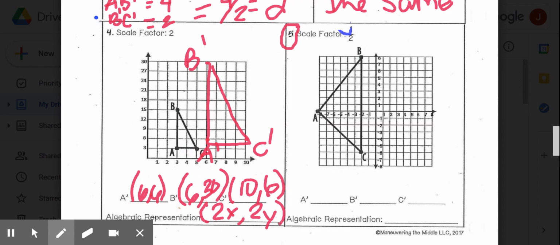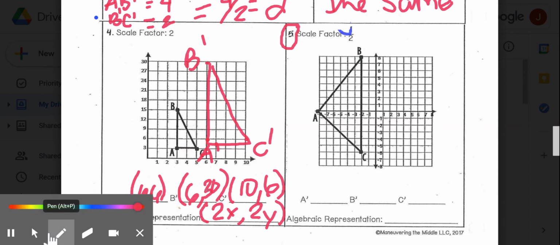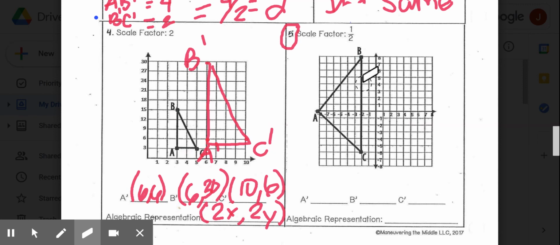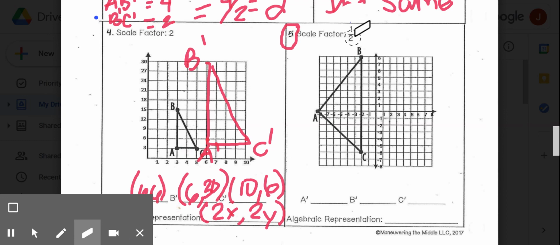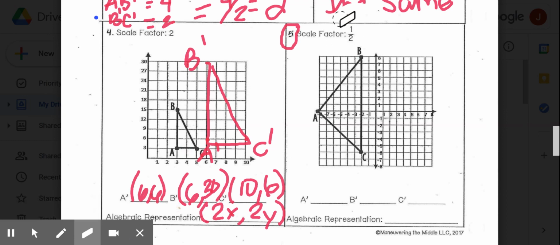All right, I'm going to leave number 5 for you to do on your own if you want to go ahead and try this last problem. You're looking to dilate this triangle with a scale factor of 1/2. Remember, with a scale factor less than 1, you should expect this triangle to get smaller. Make sure you record those coordinates, make the dilation on the coordinate plane, and fill in what that algebraic representation would be. If there was anything on this video that you did not understand, please send me a message so that I can help you get that figured out while you're working on this last problem.